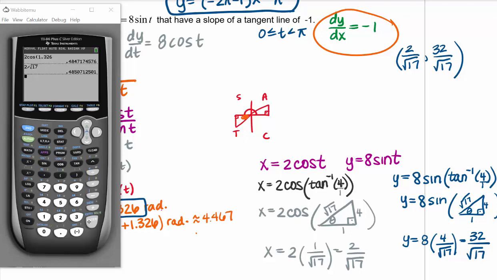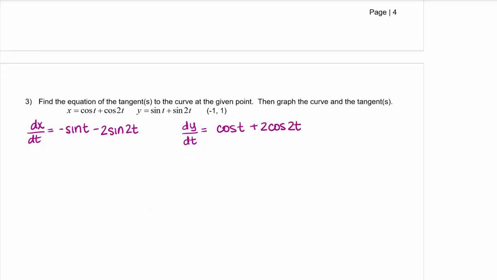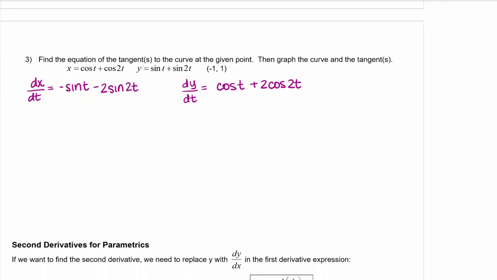Okay, now this next problem I'm going to go through a little bit faster, so you can certainly pause the video and try it as you wish. It's find the equation of the tangents, possibly, to the curve at the given point. Then graph the curve and the tangents, and here's your parametric curve that's given. X equals cosine t plus cosine 2t, and y equals sine t plus sine 2t.